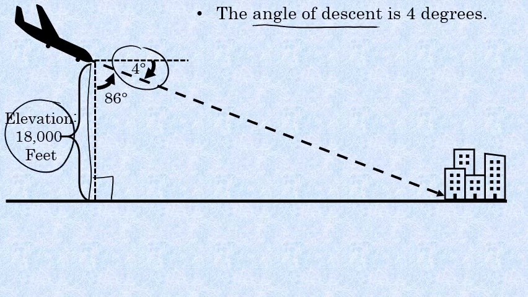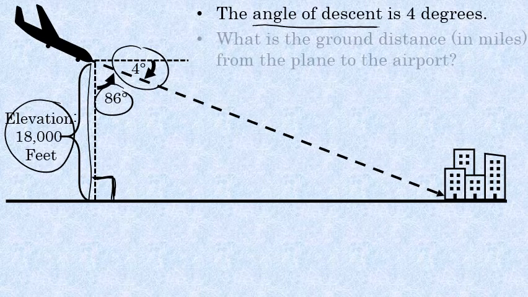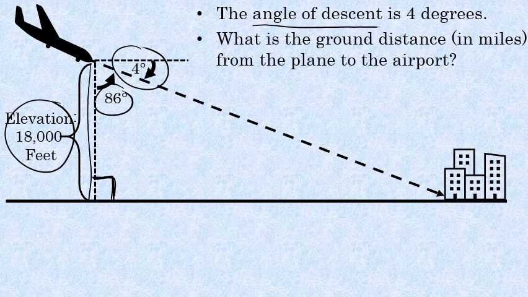In this diagram, these are the only two pieces of given information: the length of one of the legs and the measure of one of the angles. And I've set this problem up as a right triangle, so I actually know a second angle. The question is, what is the ground distance in miles from the plane to the airport? That distance I'm going to label with a letter D for distance. That's the part of the triangle that I want to know. This will require trigonometry. We'll do that next.